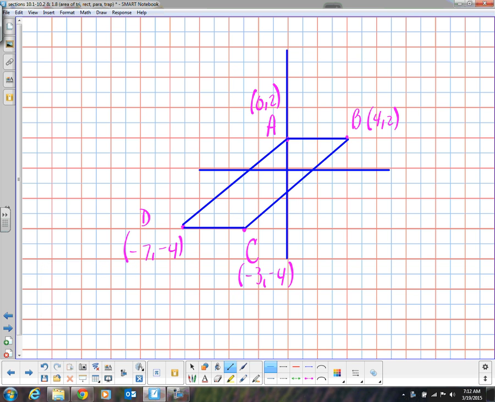What do we have for a parallelogram? Look at your notes. What was one option? Distance of all four sides. What's the second option? Slopes of all four sides. I don't know why you couldn't do this, sir. You're answering all my questions.